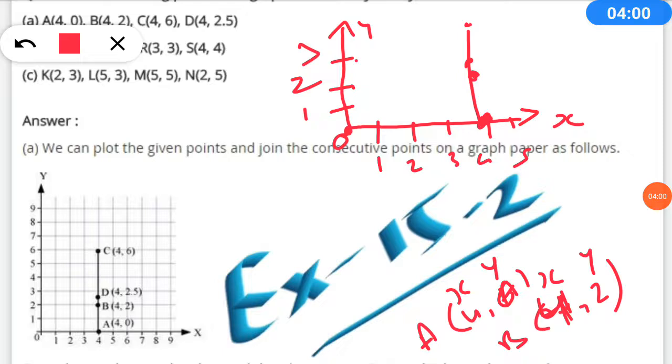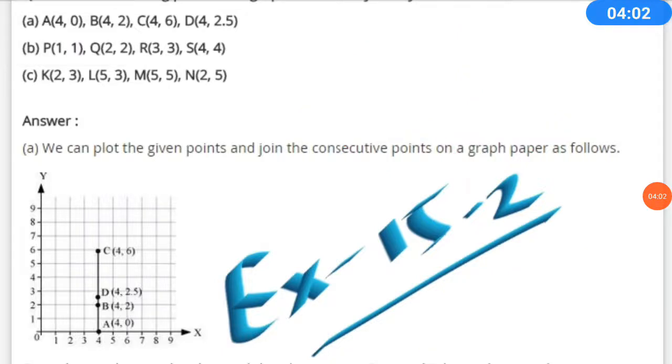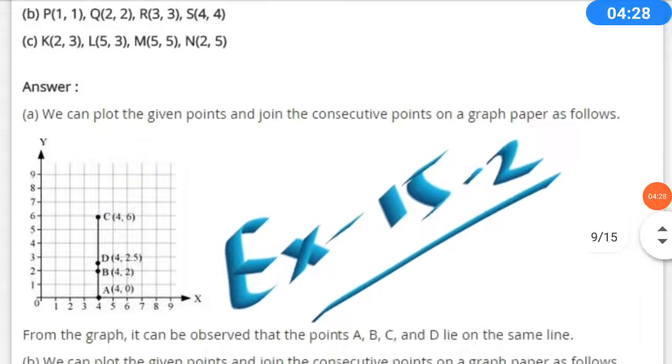So while drawing we will get a straight line like this. Just what you have to do is take a graph, draw the x-axis and y-axis, and choose an appropriate scale. You can choose the scale according to your wish also. Then plot the points. It is very easy to draw. So plot the points according to the given question. Now moving toward the next part, the B part of this question, we have P (1, 1), Q (2, 2), R (3, 3), S (4, 4).